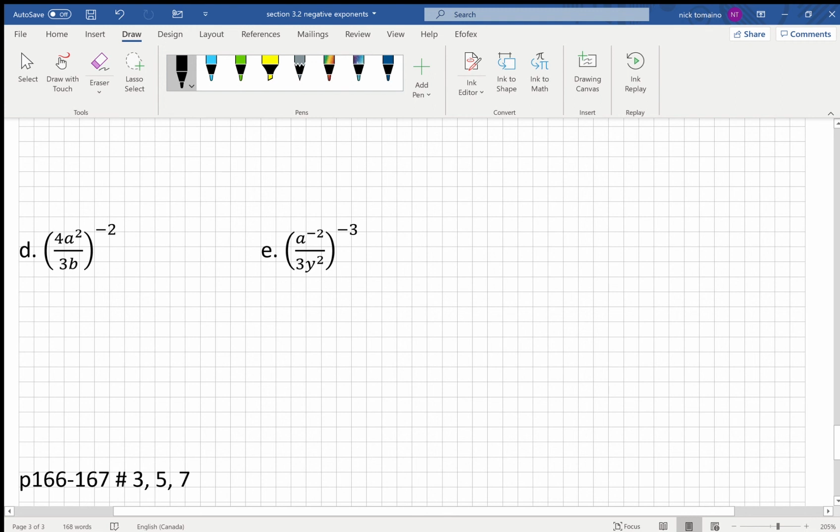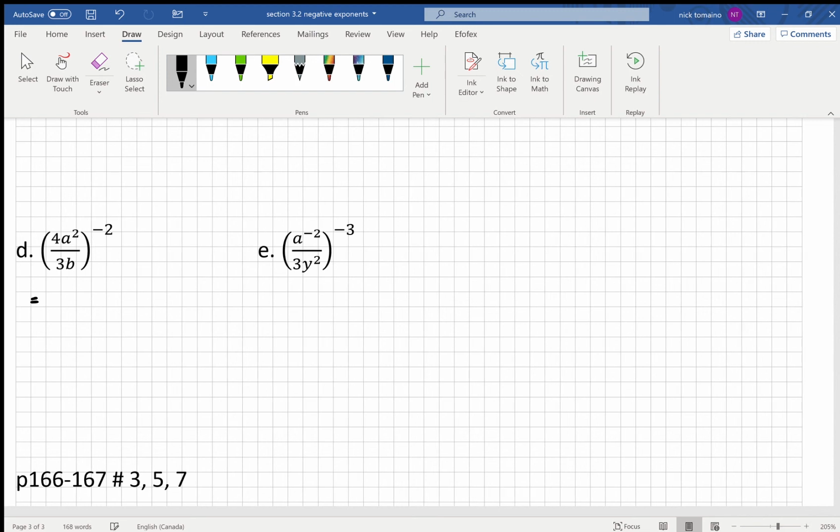Okay, next one, and there are different ways to do these. You can just flip that, make that positive, right? But I prefer to just apply the exponent to each term on the inside first. So we're going to write this one here. It's going to take up a little bit of room. So we're going to have 4 to the negative 2, a to the negative 4, over 3 to the negative 2, b to the negative 2.